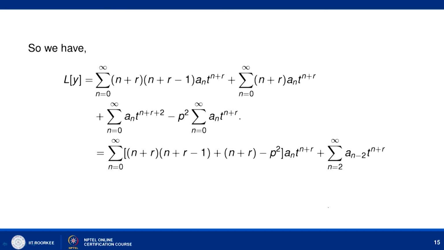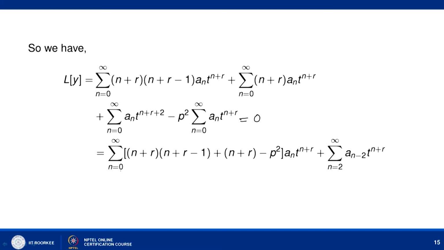So we can write Ly as summation n equal to 0 to infinity (n plus r)(n plus r minus 1) a n t to power n plus r, plus summation n equal to 0 to infinity (n plus r) a n t to power n plus r, this corresponding to pty dash, and here it is qty, that is summation n equal to 0 to infinity a n t to power n plus r plus 2 minus p square summation n equal to 0 to infinity a n t to power n plus r, and that is equal to 0 here.